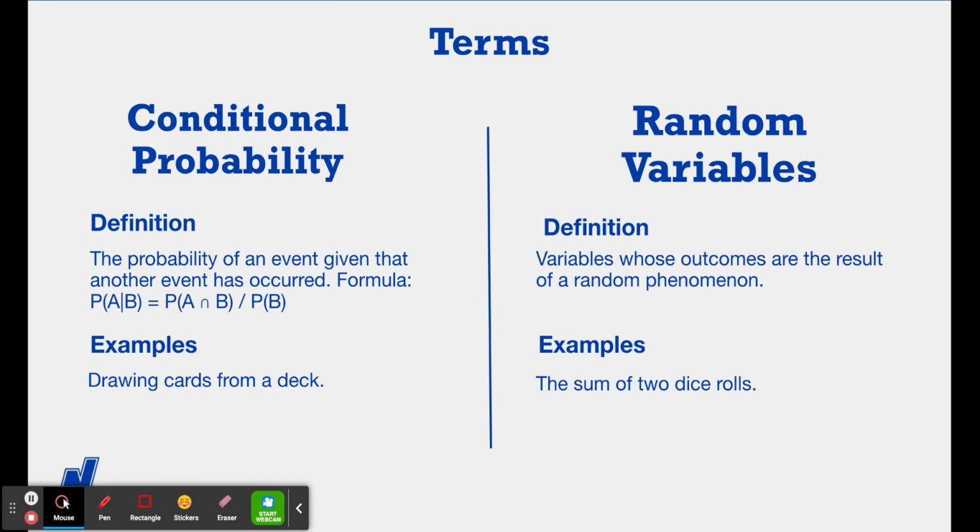Now, when we talk about random variables, random variables are variables whose outcome results from a random phenomenon. For example, the sum of two dice rolls is a random variable, as it can take on any value from 2 to 12, each with a certain probability.